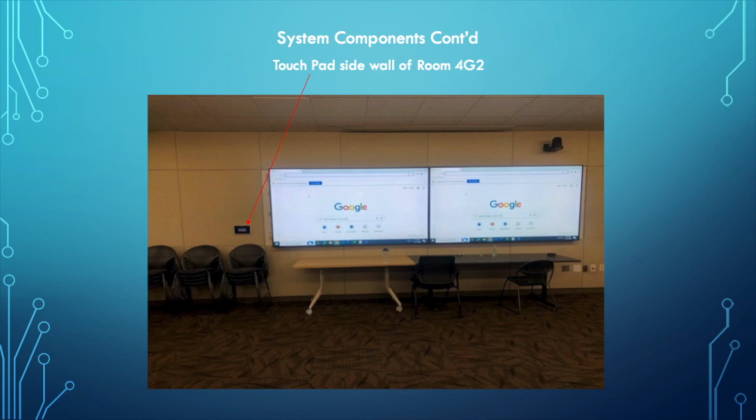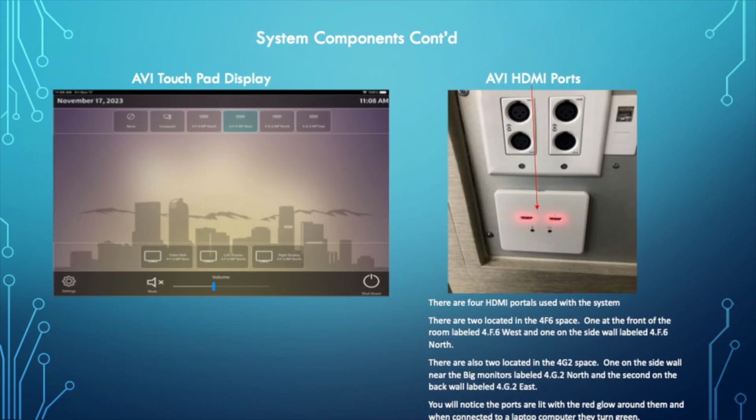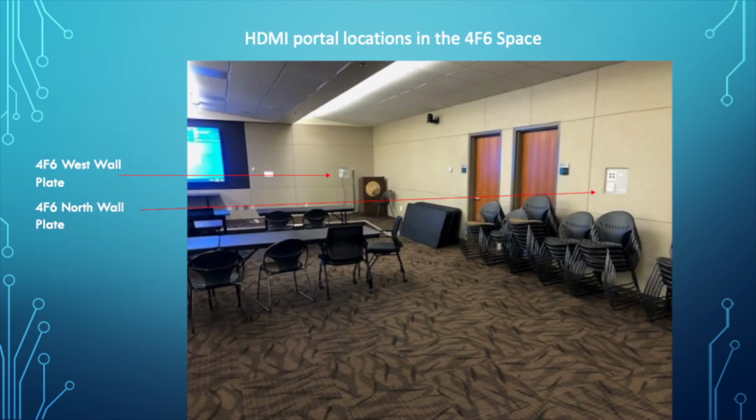Now, there are 4 HDMI portals with 2 HDMI ports each, and there are 2 portals located in the 4F6 space, one at the front of the room labeled 4F6 West Wall Plate, and one on the side wall labeled 4F6 North Wall Plate.